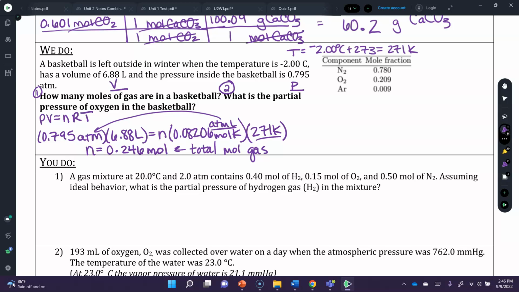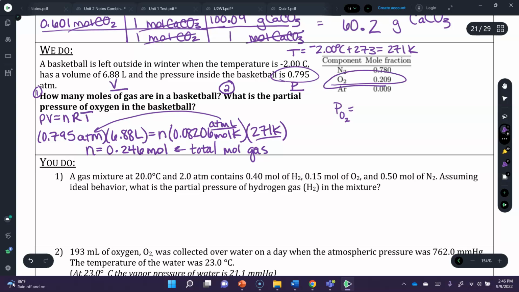For number 2, it says, what is the partial pressure of oxygen in the basketball? When I know what the total pressure is, right, it is here given to me as 0.795. We'll define the pressure of one of the gases, that's the partial pressure of oxygen. I'm going to take its mole fraction, what fraction it is of anything in this sample. So I'm going to take that 0.209, kind of think of that as like its percent, but you're counting particles, so it's not by mass. And you're going to multiply it by the total pressure.